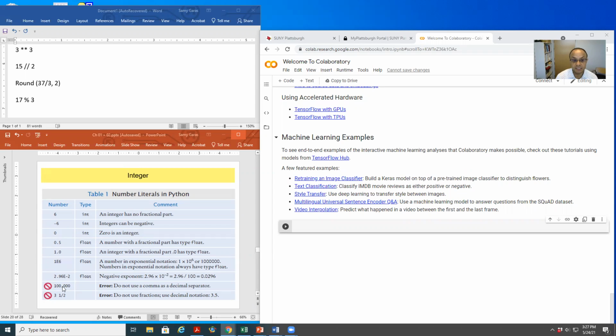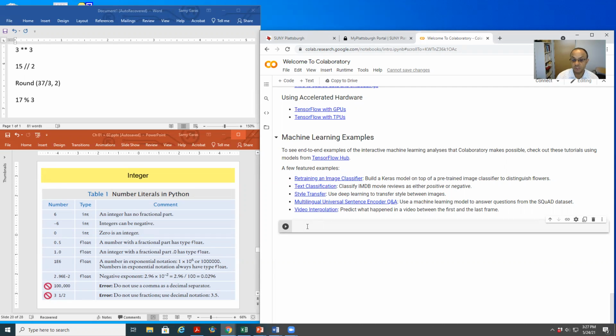And when we write the integer or the float, we don't put a comma for the thousand or the decimal separator. And we don't put fractions, but we put a solid number. So you need to differentiate between integer and float. And now, how can we write the integer or float in Python?